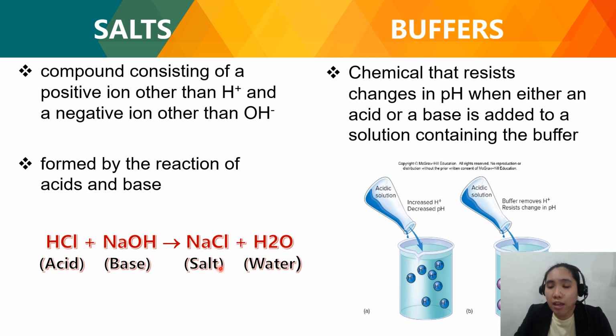These are chemicals that resist changes in pH when either an acid or base is added to a solution containing the buffer. Okay? So guys, these buffers are usually added to chemicals so that the pH level doesn't change. Even if you add too much acid, because there is a buffer, the pH doesn't change right away. Okay, so that's what buffers do. Whether you add too much acid or too much base, the pH of the mixture you are making won't change right away. Okay?